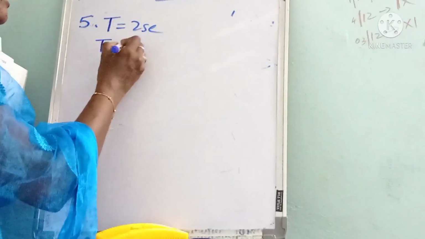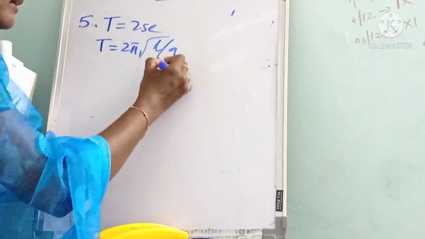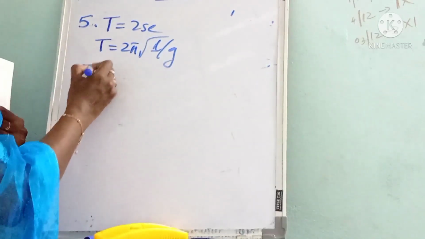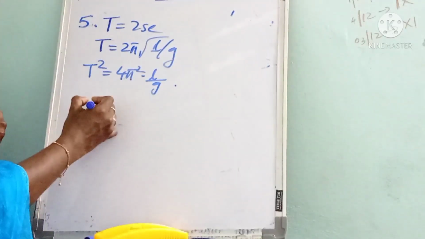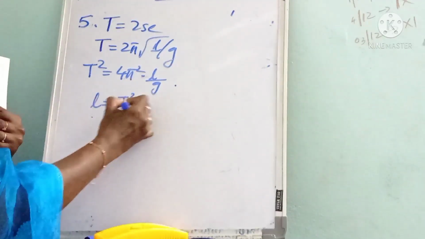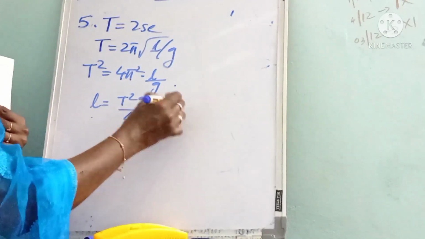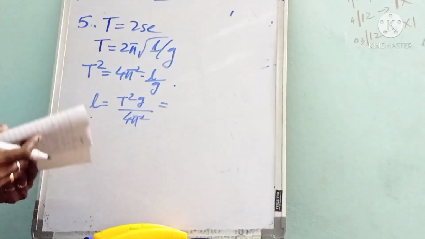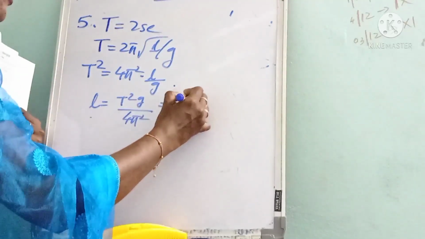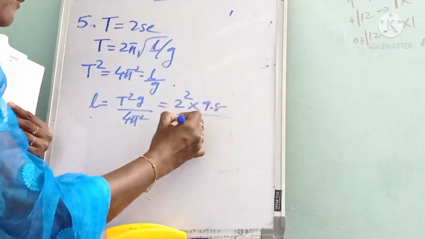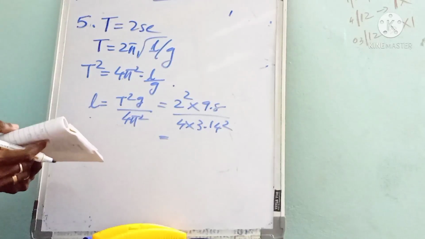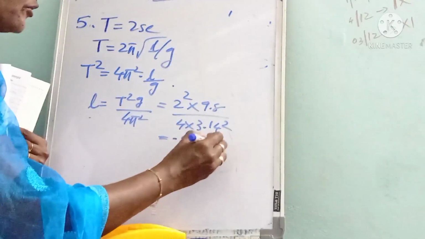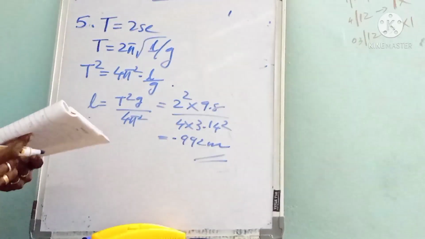All of you know the equation for the period of oscillation of a simple pendulum: T is equal to 2 pi into root of L by g. We have to find L. For that we square both sides, so T squared is 4 pi squared into L by g. From this, L is equal to T squared g divided by 4 pi squared. T is 2, so 2 squared into g, which is 9.8, divided by 4 into 3.14 squared. By simplifying this, we get the value of length as 0.992 meter. This is the length of the simple pendulum.